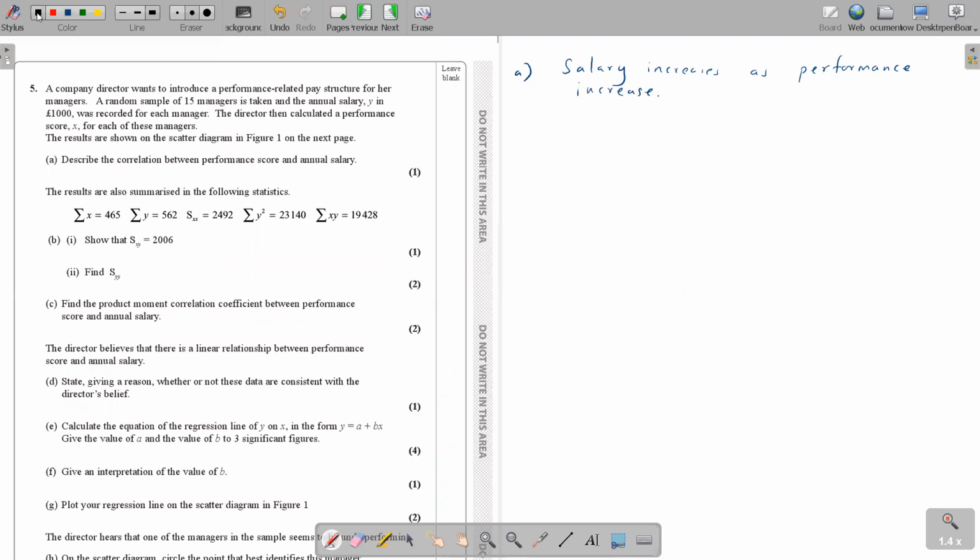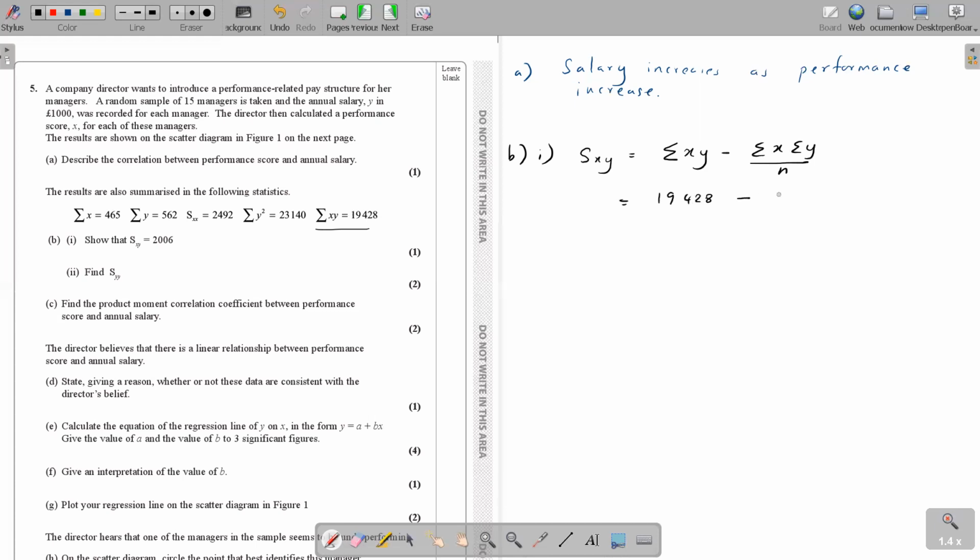Do you agree, children? So B part 1, the results are also summarized. Sigma x, they have given you the summary statistics. Show that Sxy is 2006. Okay, what is the equation for Sxy? So again, it's things that you need to remember. Sxy is sigma xy minus sigma x sigma y over n. You need to remember this. Yeah. So sigma xy is given.